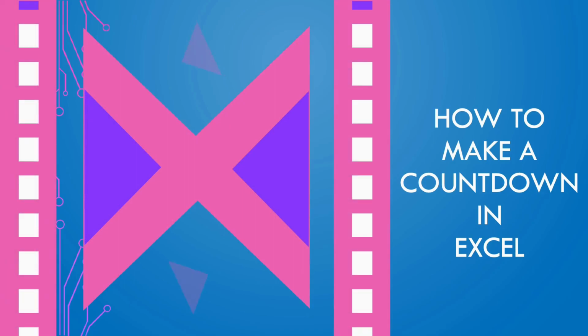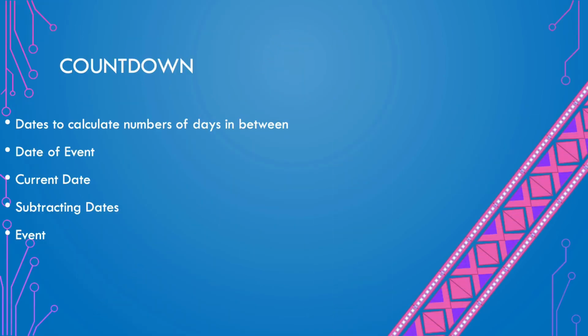How to make a countdown in Excel. In this presentation, we're going to take a look at how to make a countdown in Excel. So for the countdown, we're going to take a look at how we can use two dates to make a countdown. We then calculate the number of days in between the two dates, date of event minus the current date, to get the countdown and the days until or since the event.